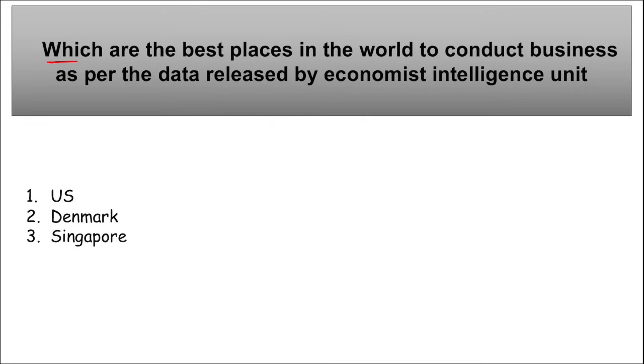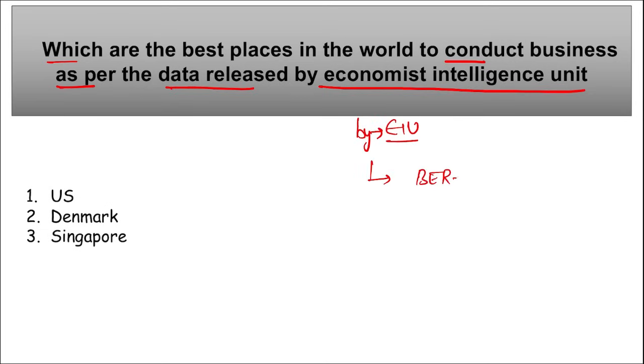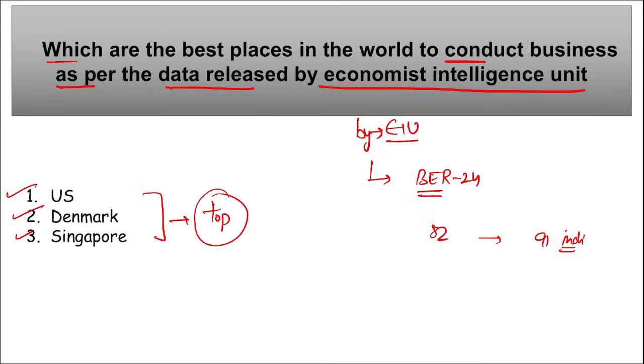Moving on. Which are the best places in the world to conduct business as per the data released by the Economist Intelligence Unit, that is EIU? So this data was released by EIU and the data they released was BER 24. BER is your Business Environment Ranking, and they have assessed 82 countries across 91 indicators, and they stated that USA, Denmark and Singapore are the top 3 countries, correct, where doing business is very easy. But these are not in the order.